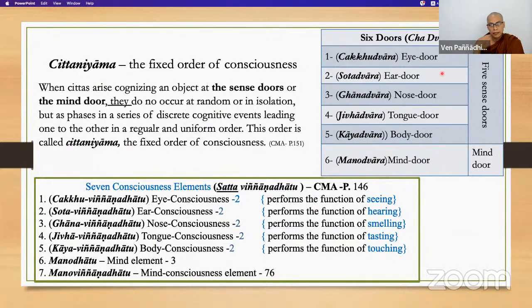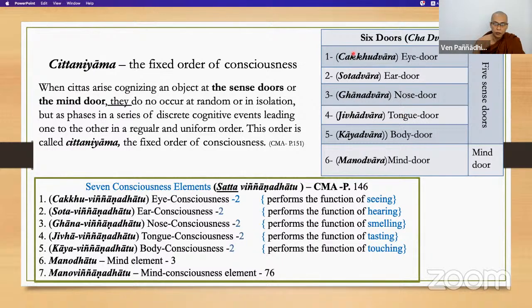So these are the six doors. When consciousness arises, it comes through the six doors. But when we study chapter 3 of the Abhidhamma lecture, we will see that some types of consciousness are considered door-free consciousness, Dvāra Vimutta. But actually, it is just a consideration.